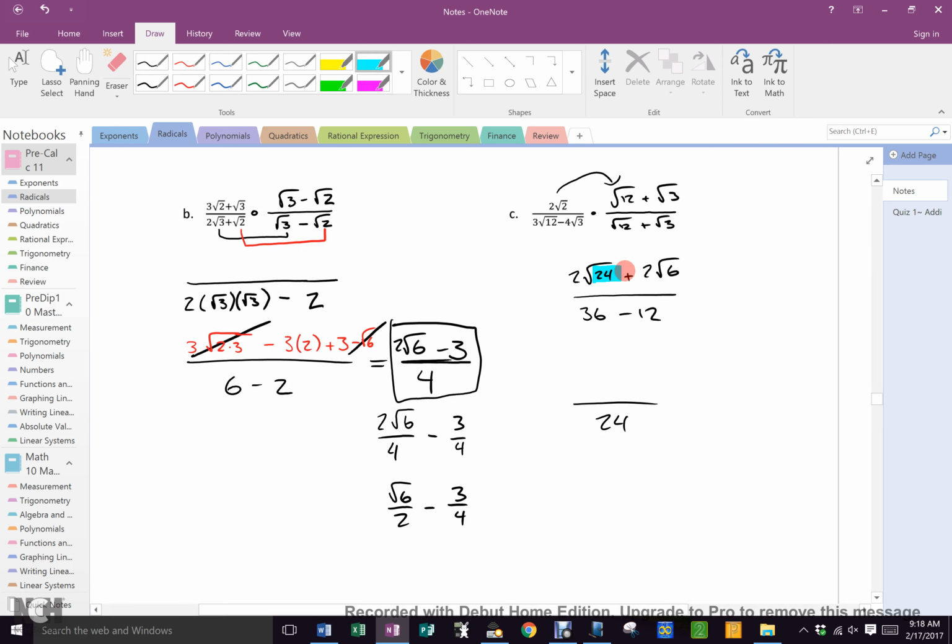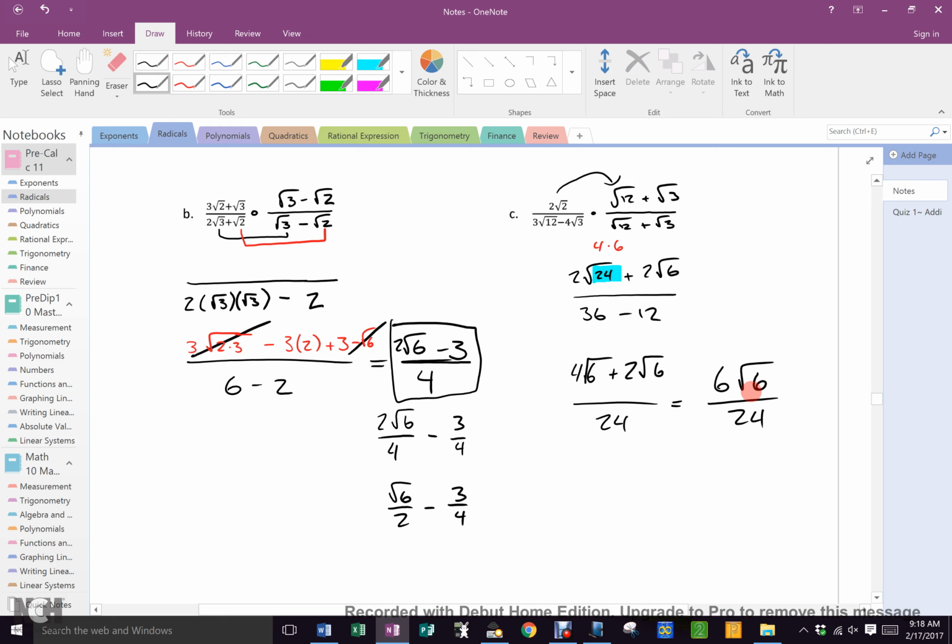Because that might simplify. So I check. And of course it does simplify. What is it? It's 4 times 6, right? So what comes out? 2. So what I have there is 4 root 6 plus 2 root 6. Right? Yes? So what's that? 6 root 6 over 24.